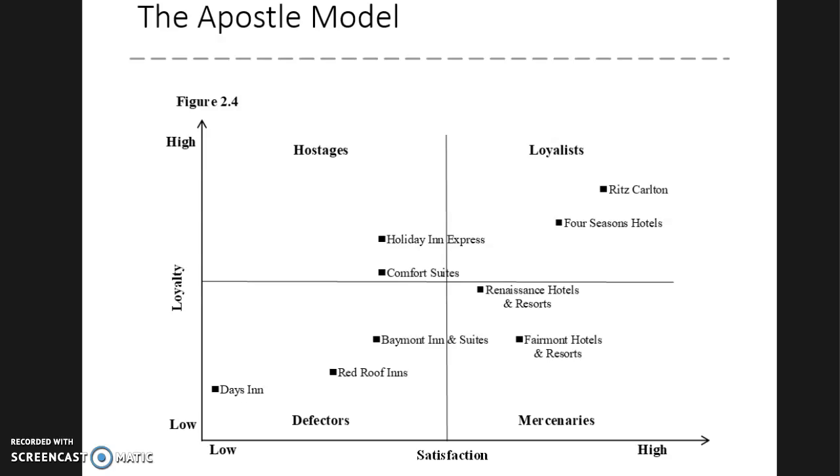You have the hostages, who have mediocre satisfaction and pretty good loyalty, often due to the cost and experience. And then the mercenaries, the Renaissance hotels and Fairmont hotels, have pretty low loyalty from customers, but high satisfaction when they visit them. Different reasons for both of those, I'm sure. And then you have the defector, so their satisfaction is low, loyalty is low, and we see that in the Red Roof Inns and the Days Inn. I'm sure there's other businesses that if we were in class I would plot in there, we could maybe brainstorm, but online it's difficult to do that.